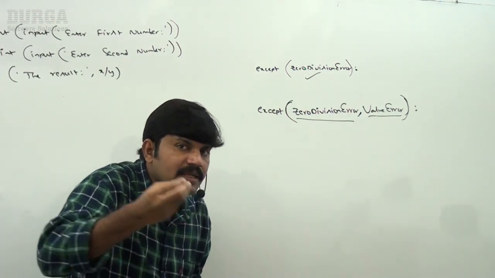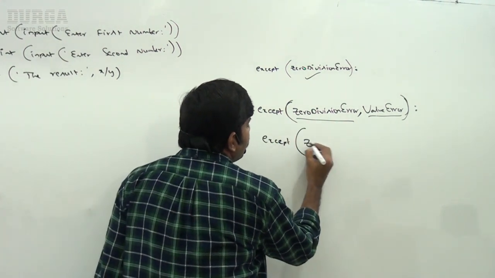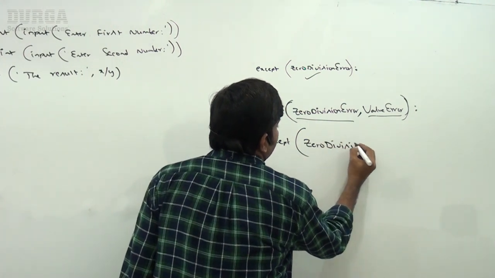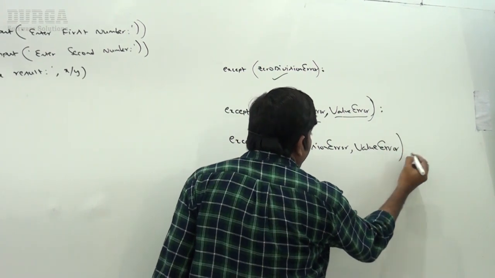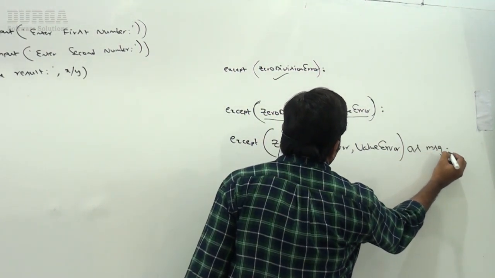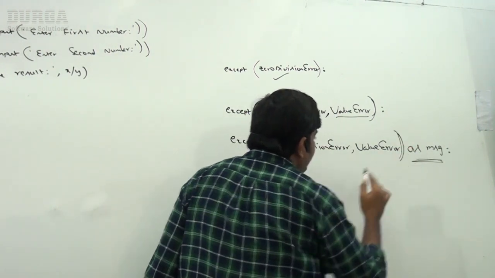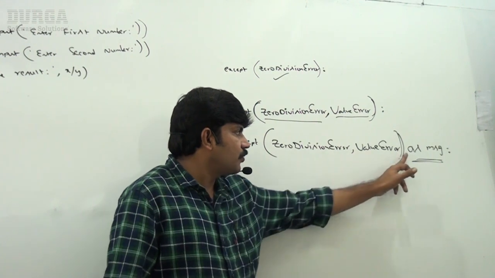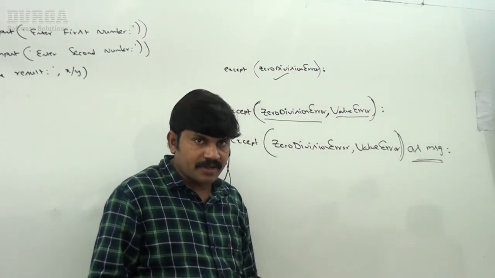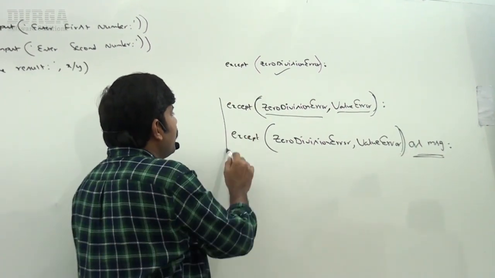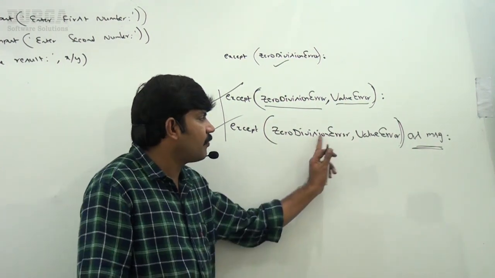I want to print exception information also. Then what we have to take? Except (ZeroDivisionError, ValueError) as msg. Observe, the as msg we are taking outside of the parentheses only. Don't take it inside; if by mistake you take it inside, you will immediately get an error. Either this syntax or this syntax you can use to write a single except block for multiple exceptions.